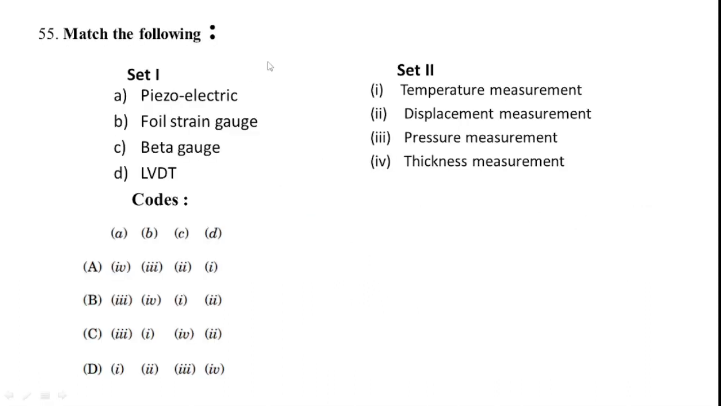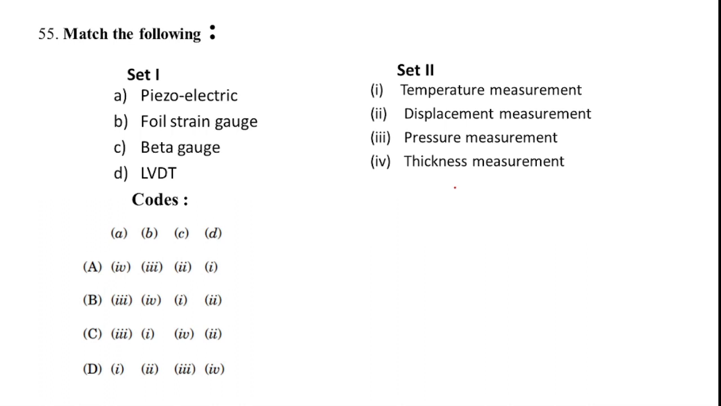Match the following, set 1 and set 2. Here are given the sensors and the measurements. The first sensor A, piezoelectric, B, foil strain gauge, C, beta gauge, D, LVDT, linear variable displacement transducer. Okay, LVDT. And set 2: temperature measurement, displacement measurement, pressure measurement, thickness measurement.